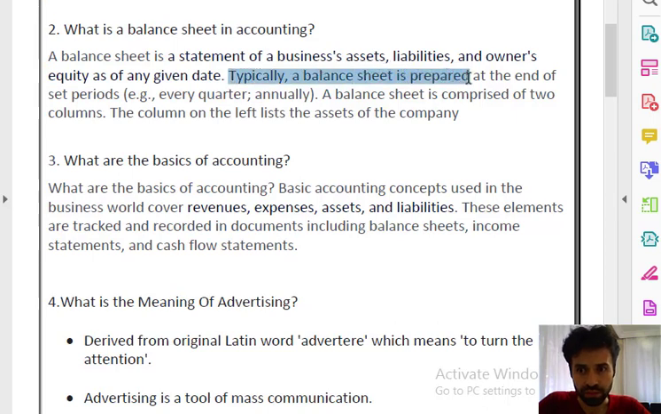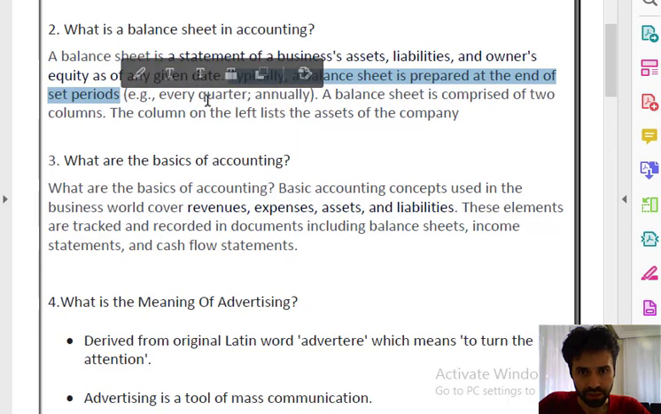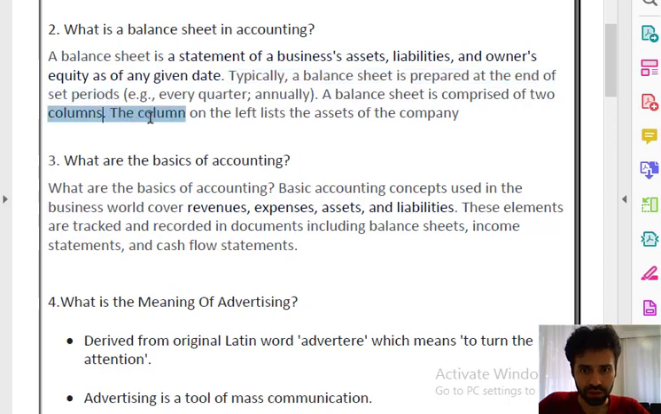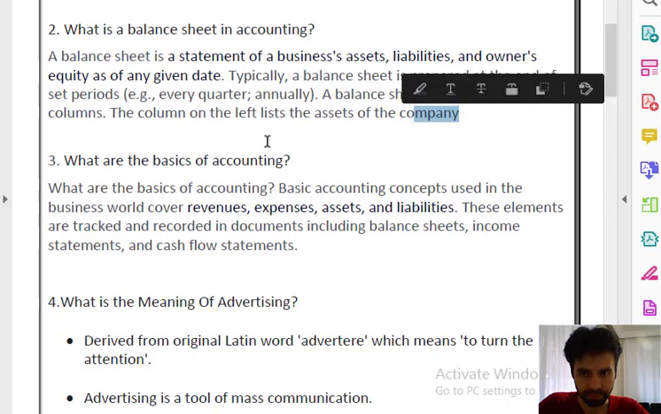Typically, a balance sheet is prepared at the end of set periods, for example, every quarter or annually. A balance sheet is comprised of 2 columns. The column on the left lists the assets of the company.